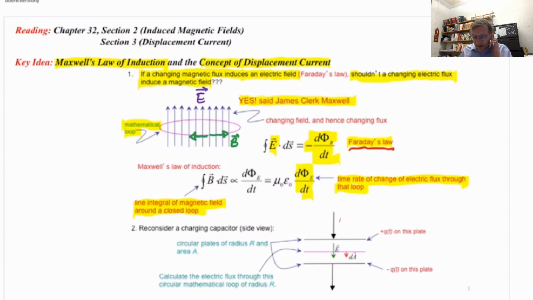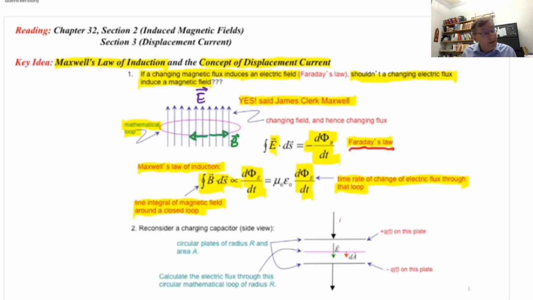All right, but here then is Maxwell's, if you like, law of induction. Just like Faraday's law of induction talked about induced electric fields, you can have a version for an induced magnetic field. We'll call it Maxwell's law of induction. And it says that if you integrate the magnetic field around a closed loop, that'll be proportional to the time rate of change of the electric flux.